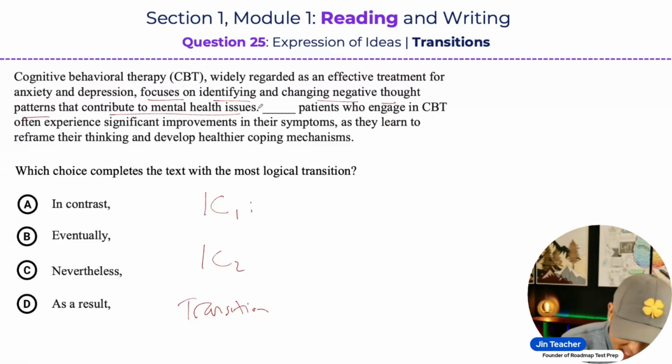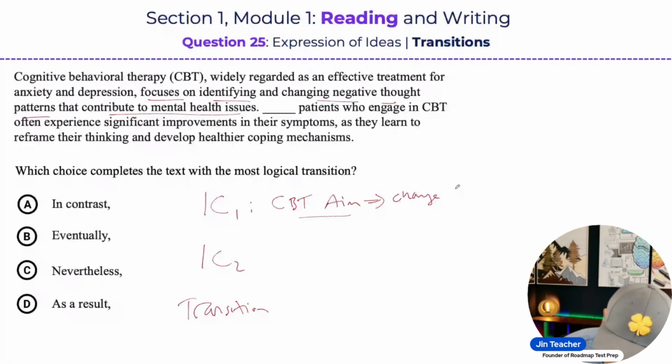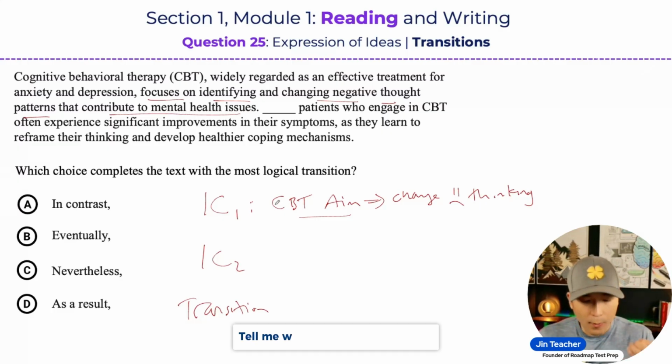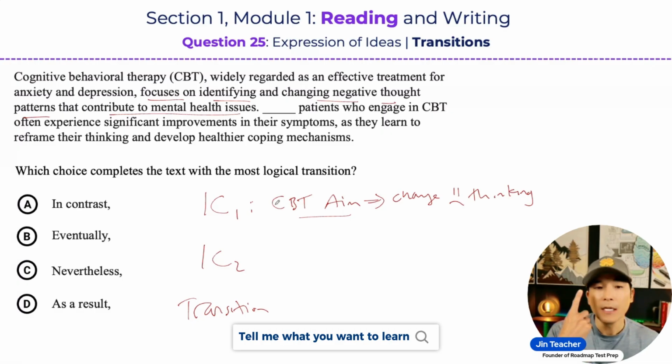So what does the first sentence talk about? Well, the first sentence is really telling us what the goal of CBT is, right? So the aim or the goal of CBT is to what? You want to change the negative thought patterns, the negative thinking. Straightforward enough. If you're wondering what information you have to understand about this sentence, I would tell you this tip.